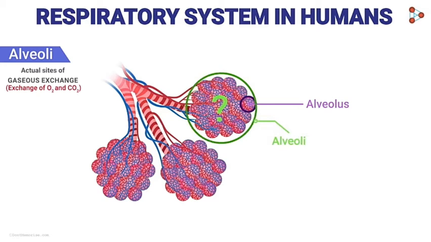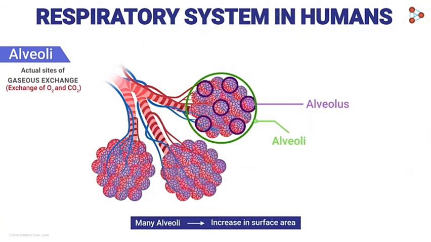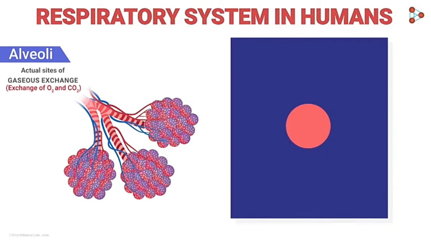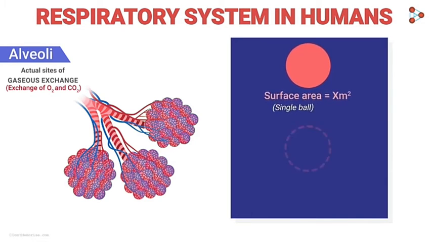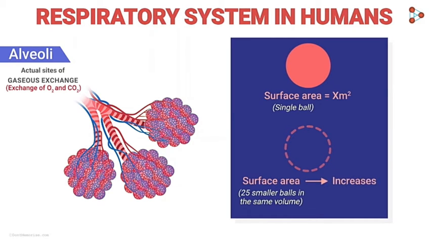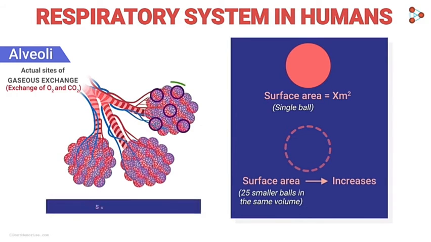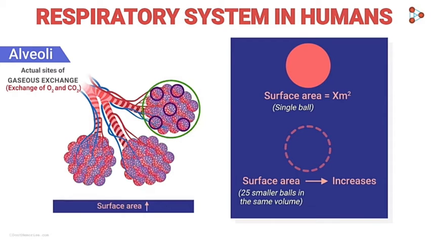Any idea why these alveoli have these several spherical ball-like structures? Why isn't a single alveolus a complete ball? Well, many smaller balls help in increasing the surface area. Imagine this single ball. Suppose it has a surface area of x meters squared. Now, if the same volume is occupied by 25 smaller balls, it's obvious that the surface area will increase by many folds. Similarly here as well, the number of smaller structures makes sure that the surface area increases and the maximum surface gets available for the gaseous exchange.